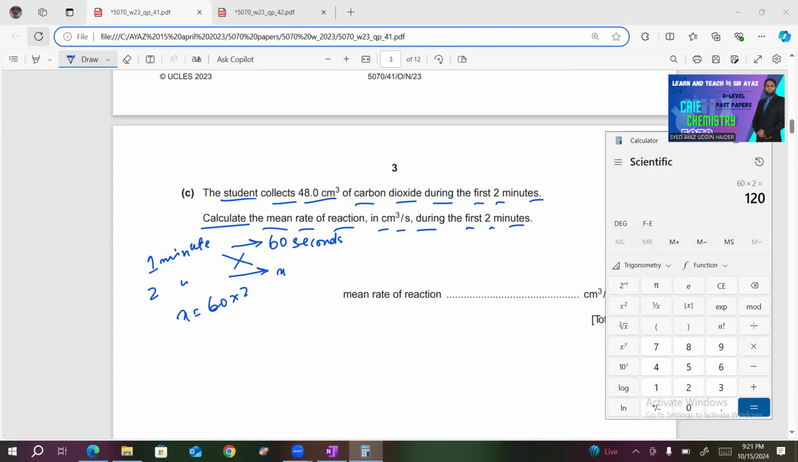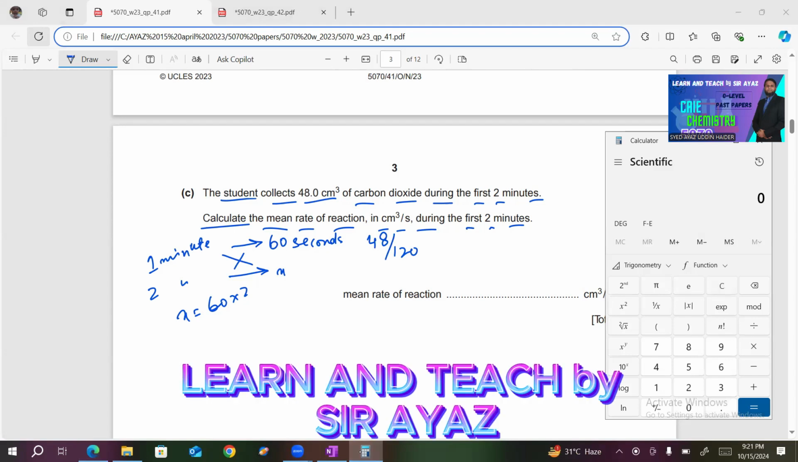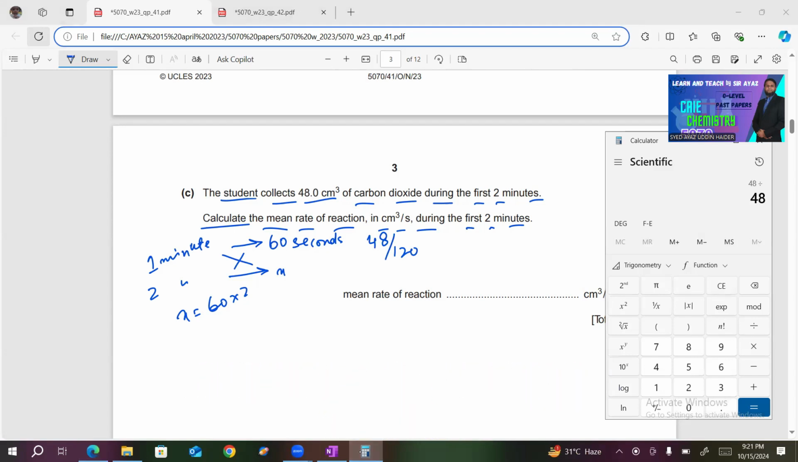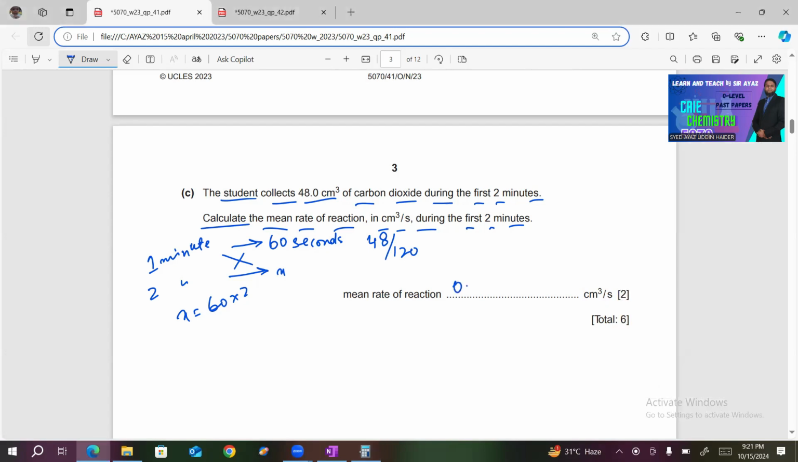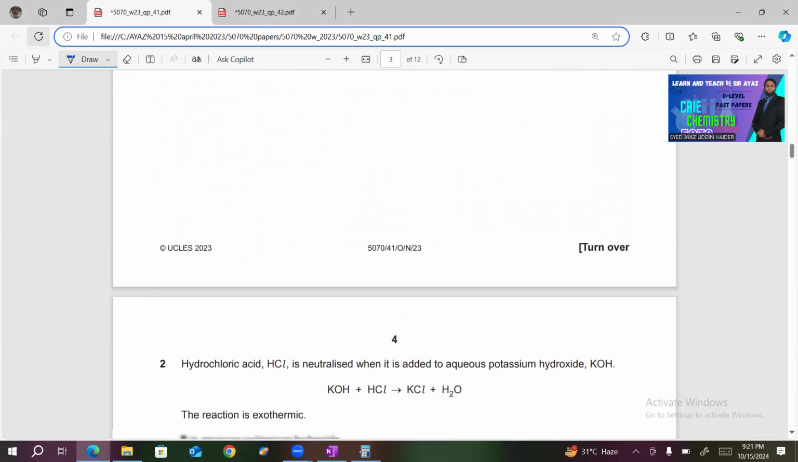120 seconds. So 48 centimeter cube of carbon dioxide collected in 120 seconds. So the rate must be 48 divided by 120. So the answer must be 0.4 centimeter cube per second. Moving to next part of this question.